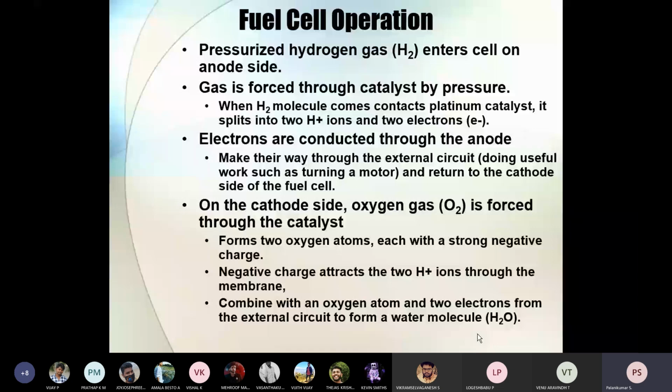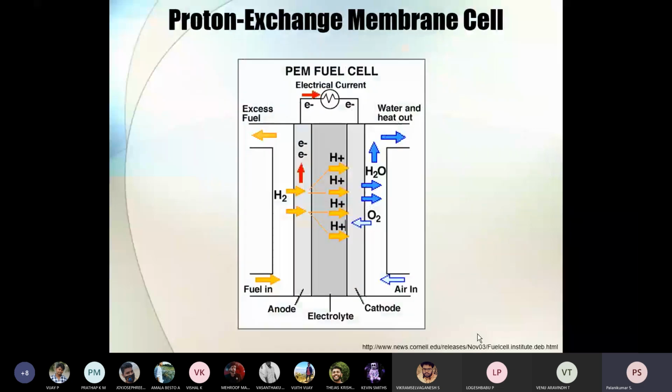A diagram is also shown here of the proton exchange membrane cell. You can see how the hydrogen fuel comes in, fuel in, and the excess fuel H2 goes out. That H2 hits the anode, touches the anode, and there it is separated into H+ ions.